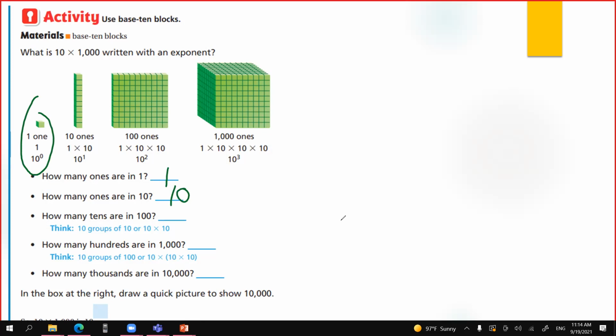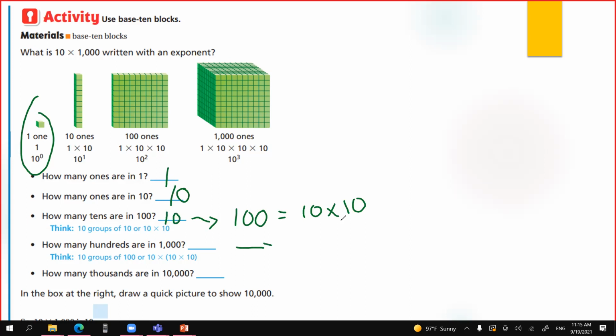Now, how many 10s are in 100? You know that 100 is 10 times 10. So that means we have 10 groups of 10. So how many 10s are in 100? There are 10.